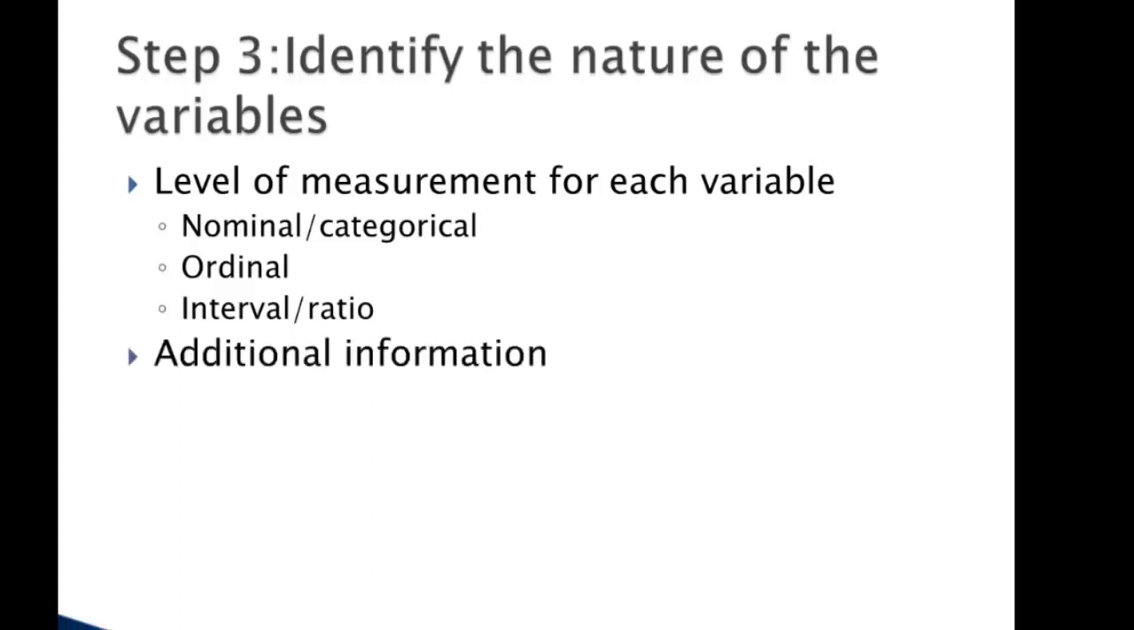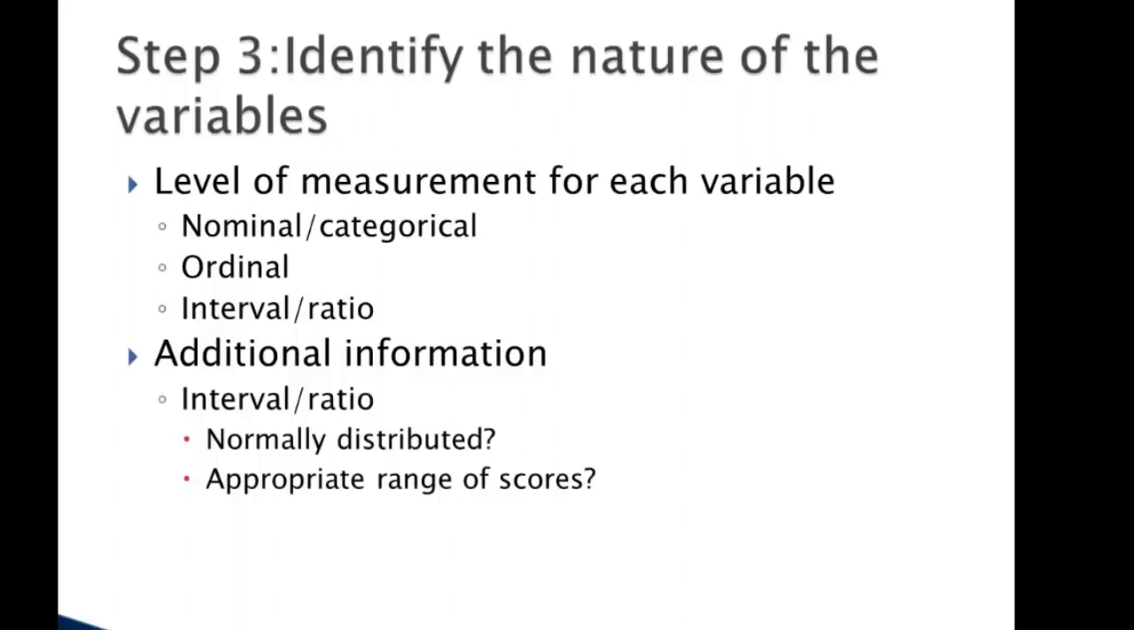Now, there is some additional information you'll need to identify about the nature of your variables. For numeric variables, one of the biggest additional pieces of information we need to develop is whether or not the scores in our groups are normally distributed. In other words, do they form a bell curve as far as the frequency of occurrence? That is a hugely important criterion when we talk about some of the different kinds of techniques that we need to use. Also, does your data contain an appropriate range of scores?